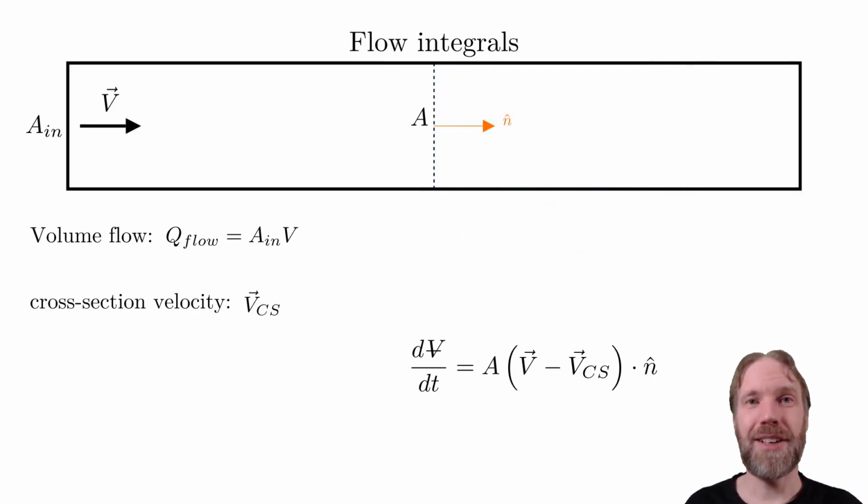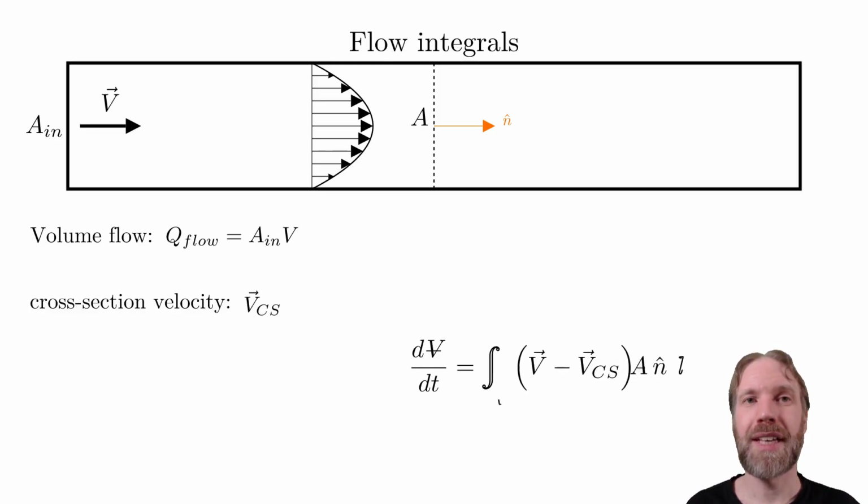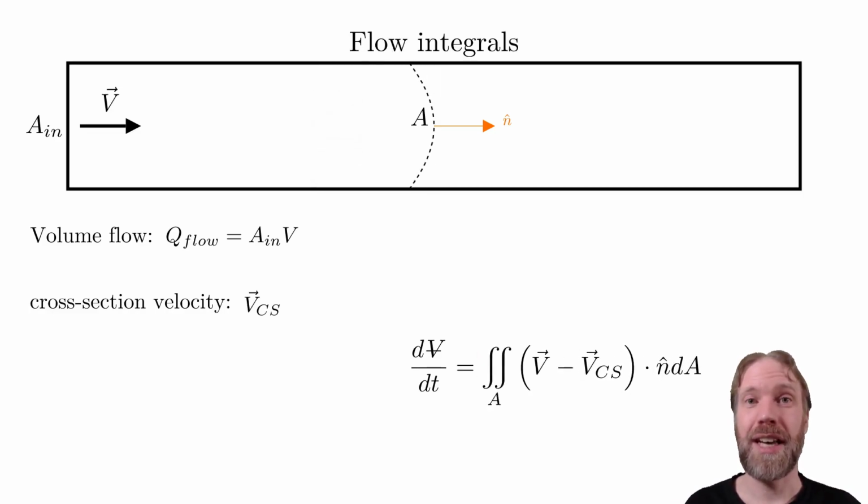Finally, the last case we need to consider is that the velocity varies over the cross-section. Instead of multiplying with the area, we should therefore integrate over the area. Another case that would require integration is curved cross-sections as the normal vector varies. This is already covered by our current expression though. Hence, we have a general expression for the volume flow.